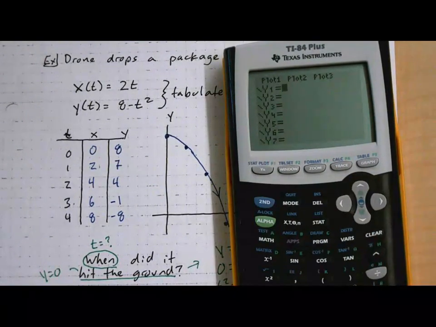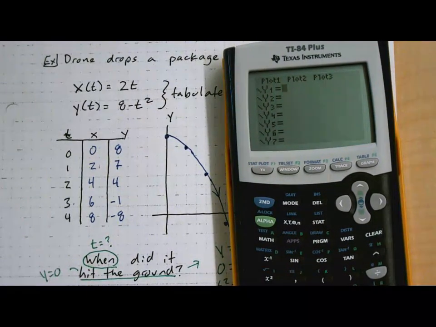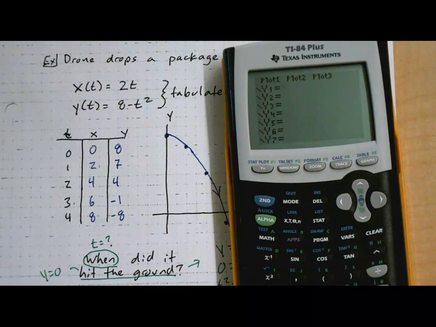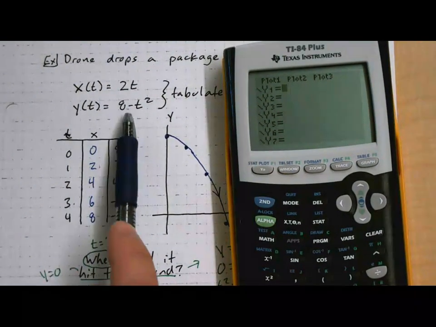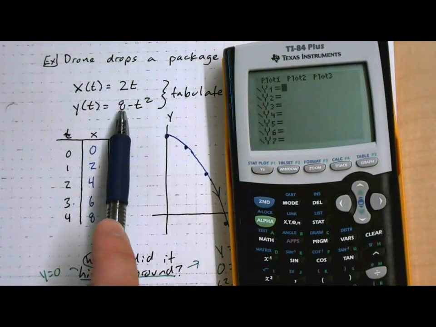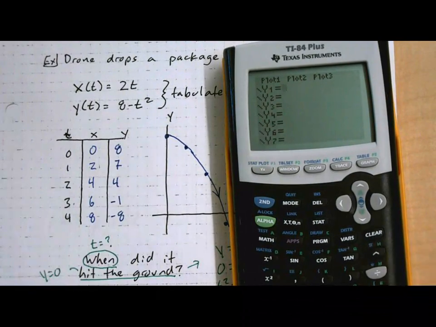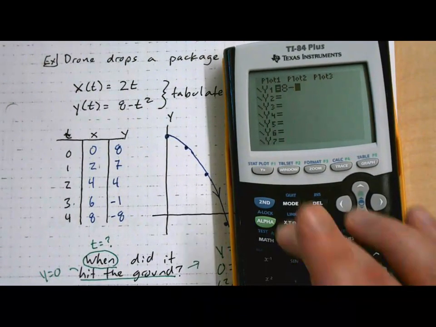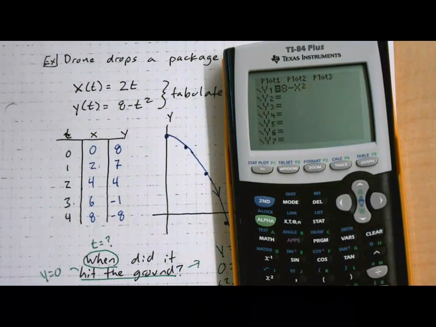Go into y equals, clear out anything that's there. We're going to focus on one of these equations, the x or the y. We said that we would need to look at the y equation. So I'm going to type this in, 8 minus t squared. Oh no, it put an x in place of my t.